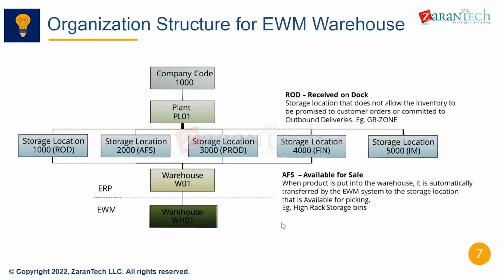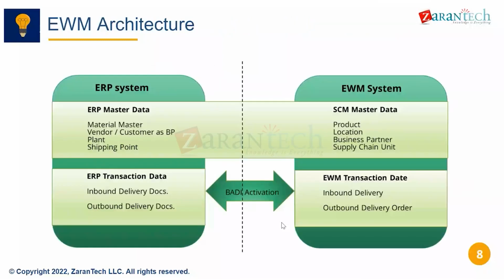Okay, then we'll have the EWM architecture. You can see for the decentralized system, all the BAdI activation and the master data will be sent. Whatever master data is there in the ERP will be transferred into the EWM system, and we can see the master data will be here: product in the EWM system.